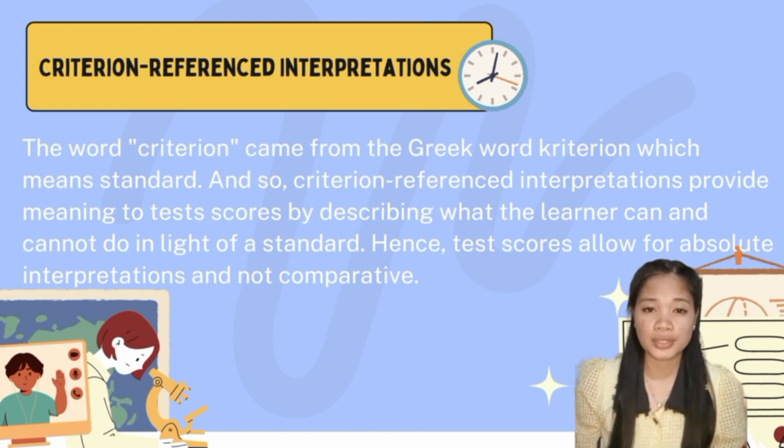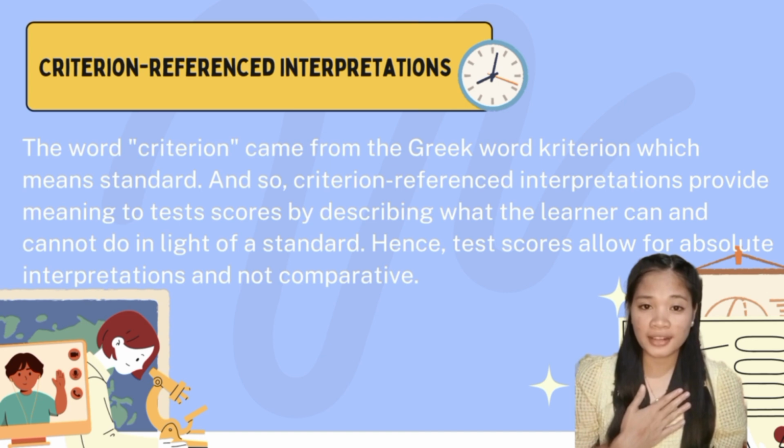It is widely used in licensure exams, teacher-made mastery tests, skills assessments, and performance tasks. Here, many students can pass together if they all met the standard. Many can fail together if they don't. The focus is mastery, not ranking. So in short, criterion reference interpretation answers the question, did I meet the standard or not?